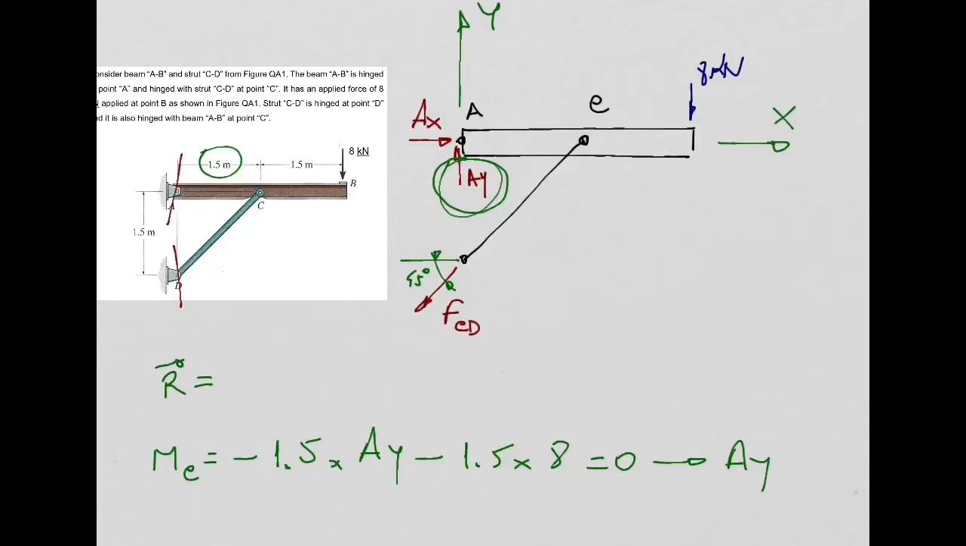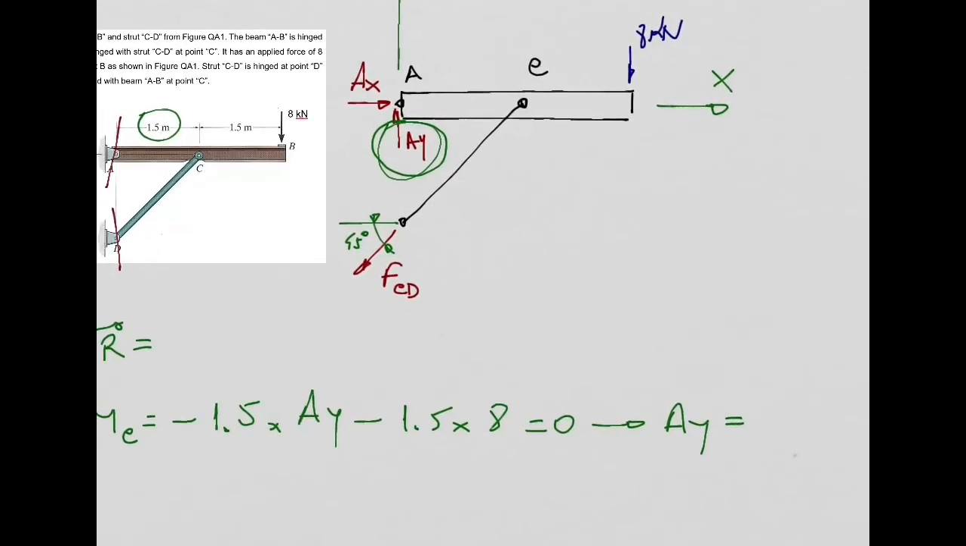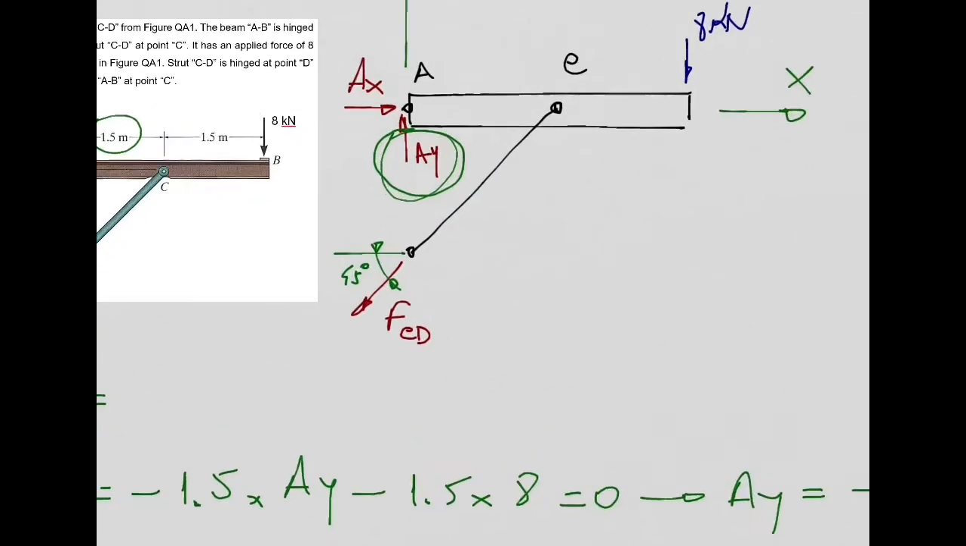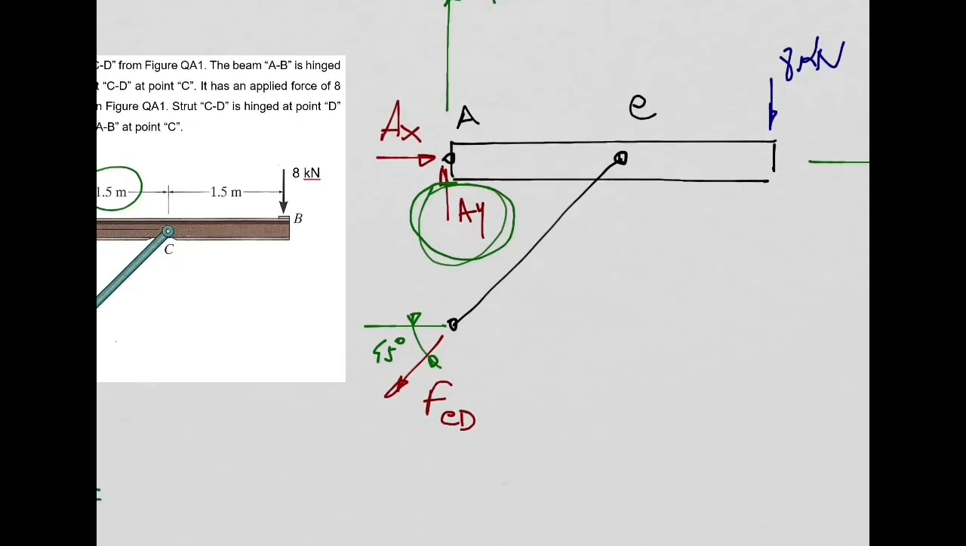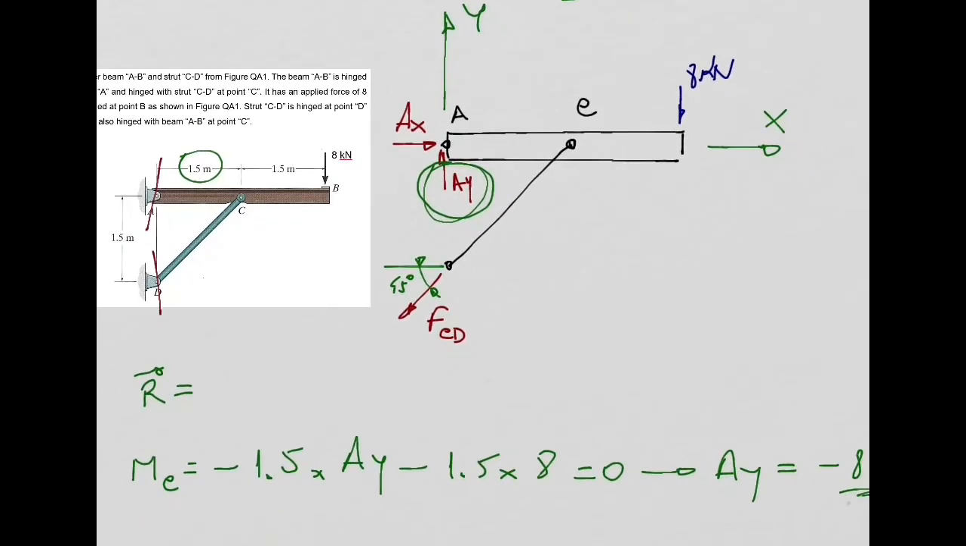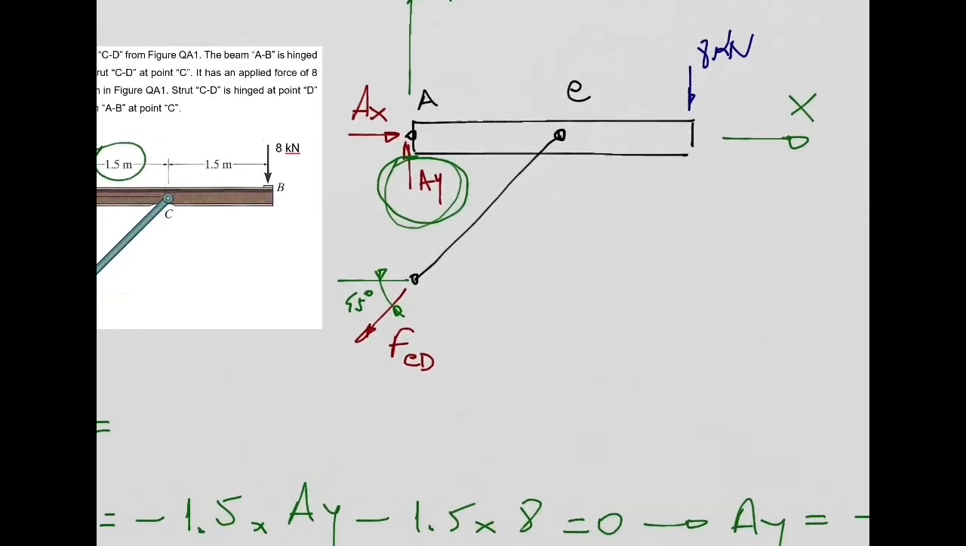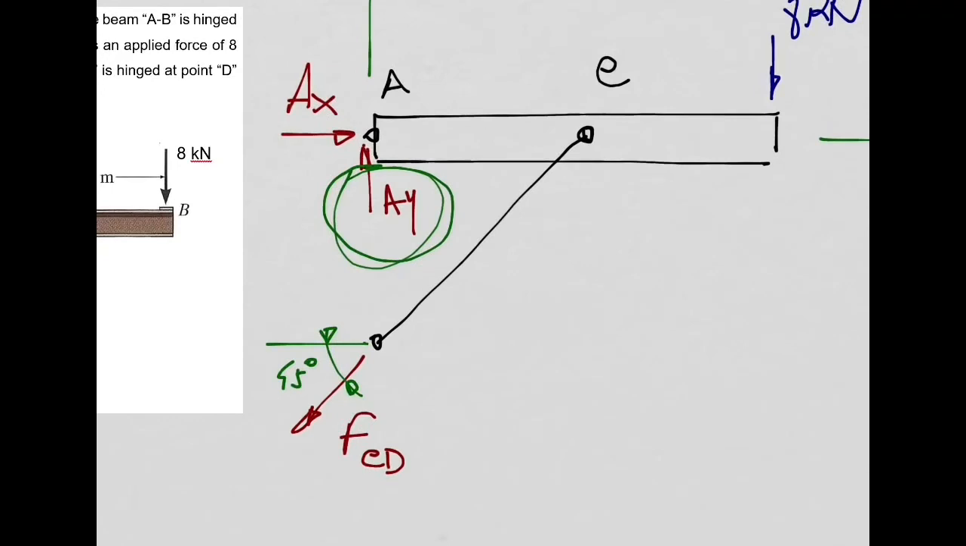AY. How much is it? Is it positive or negative? Negative. How much? 8 kilonewtons. Negative. What does it mean, negative? It means this AY, this was our initial orientation. You agree?